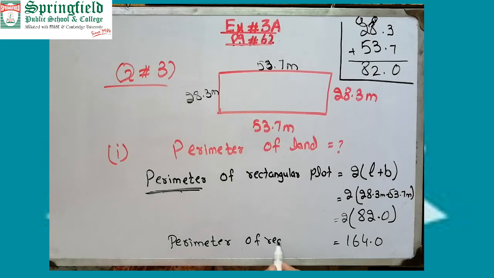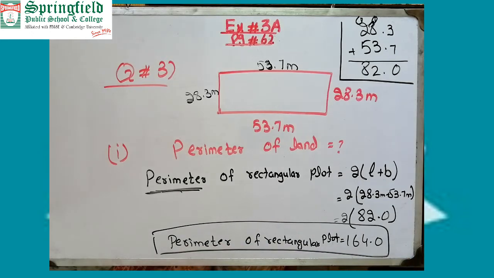of rectangular plot. Fine. Equal to this one. Now, as they are saying that in first part, after finding the perimeter of land, correct to the nearest 10 meter. It means round off the perimeter answer to the nearest 10 meter. Fine. 10 meter.